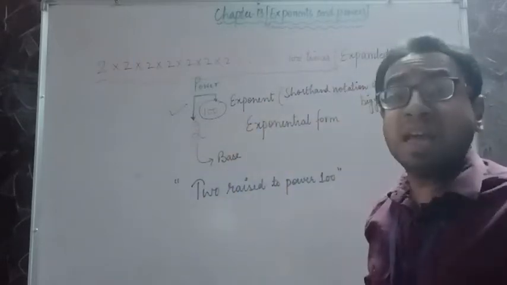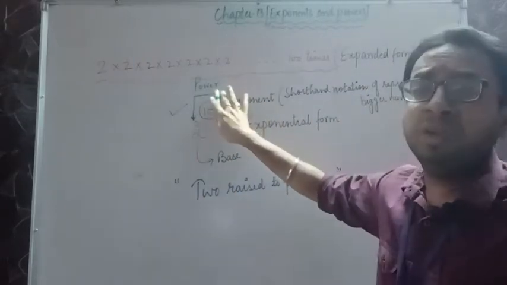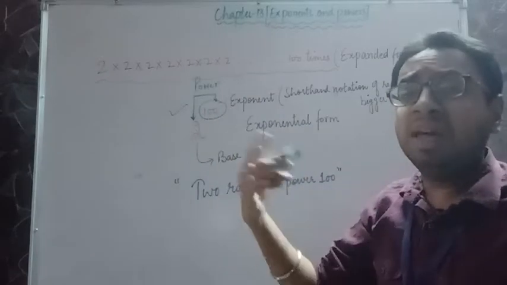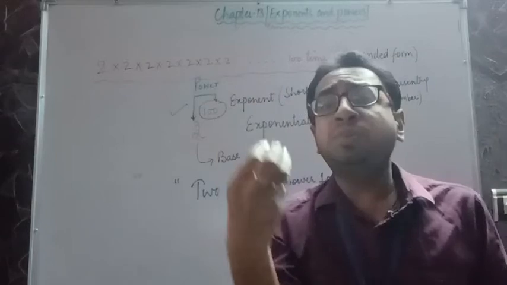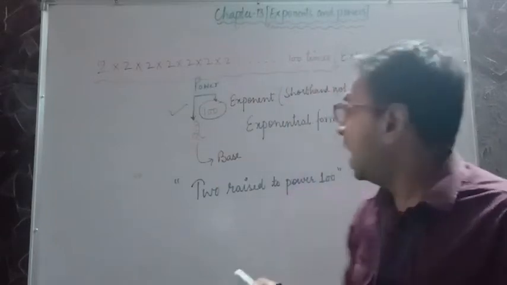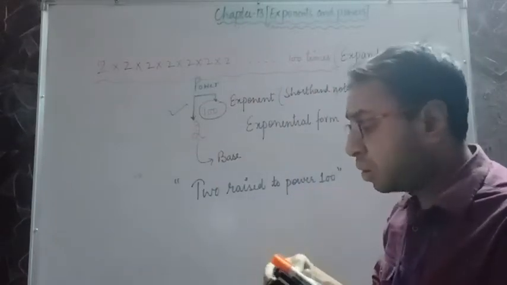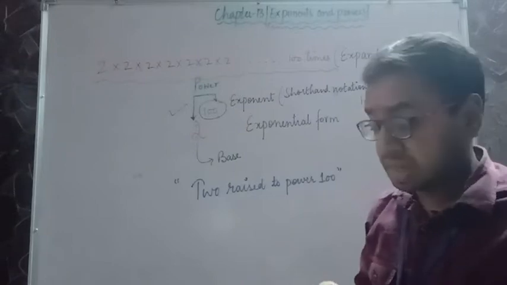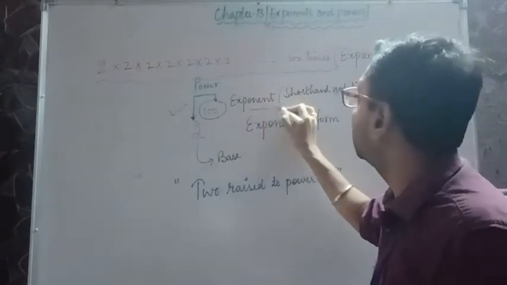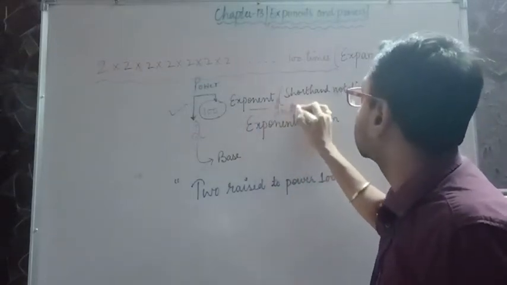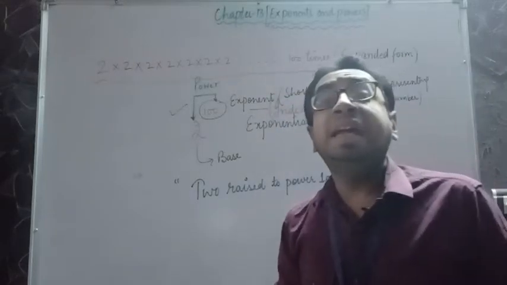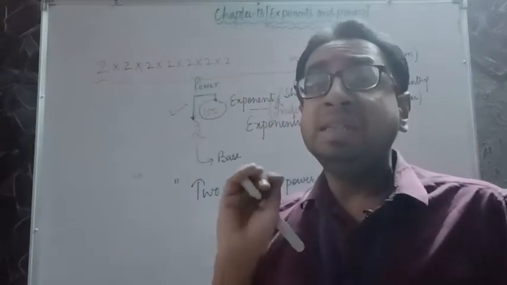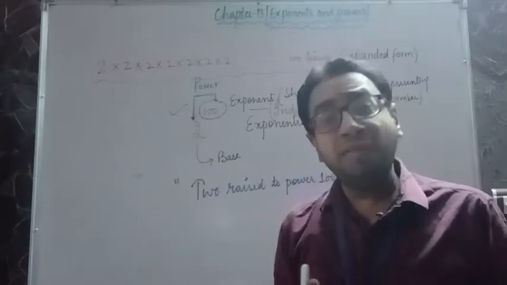Another name of exponent: exponents are also known as power. That's not a problem, they are interchangeable terms. But understand, base plus exponent together is known as power, and your exponent is also known as index. Another name of exponent is index. Do remember, index. We also call them index. Are we clear?